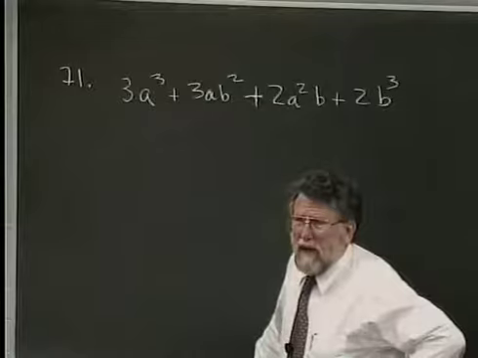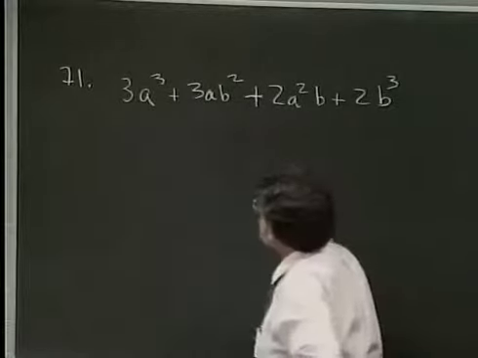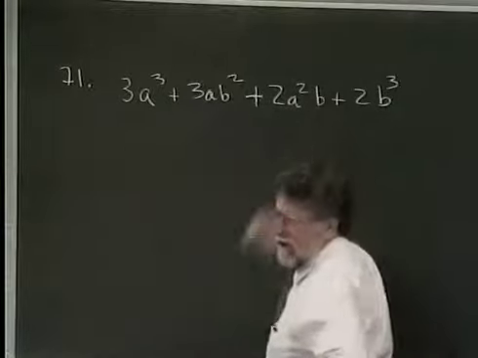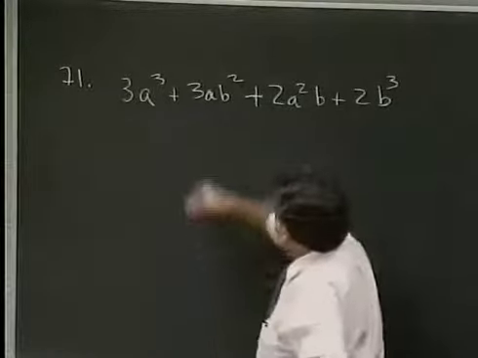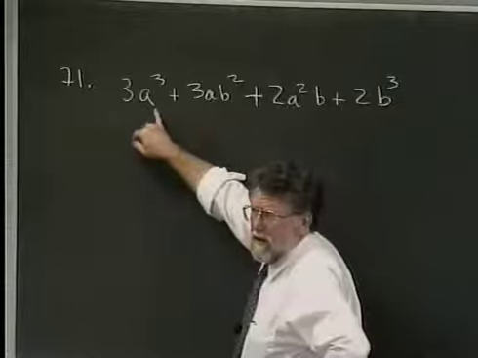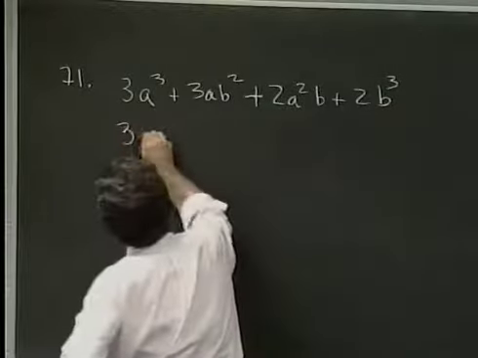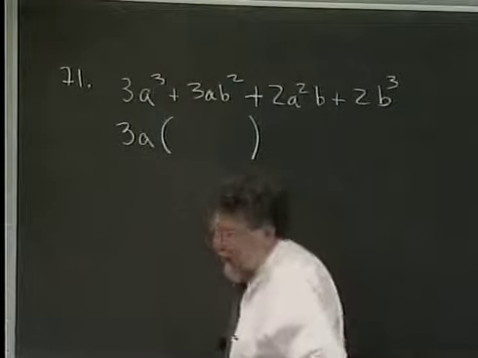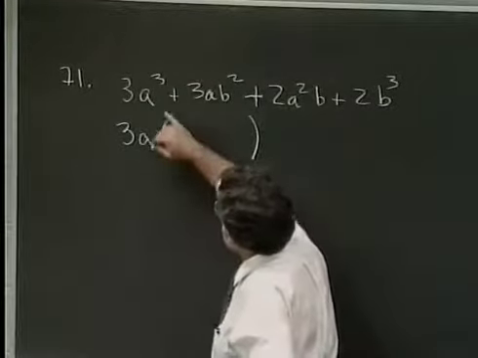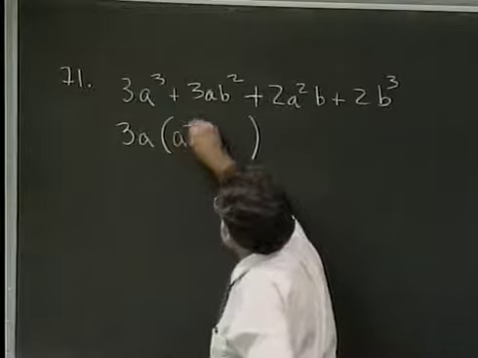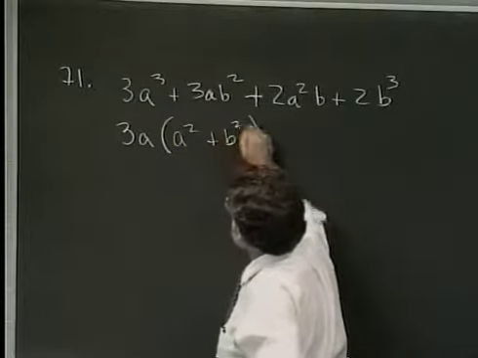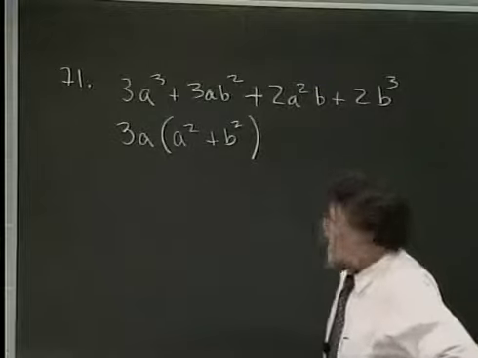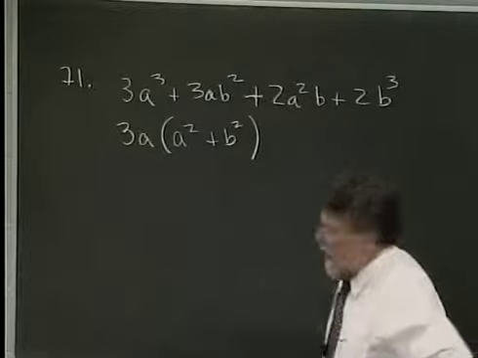As it stands right now, as I look at that problem, the 3's catch my eye, as do the 2's here. So I'm inclined to leave it that way. And I have an a in both of these. So if I take the 3a and divide it into each of these, I have an a squared plus b squared. Then I'm hoping that that's all I'll have left on the right side in one of the factors.